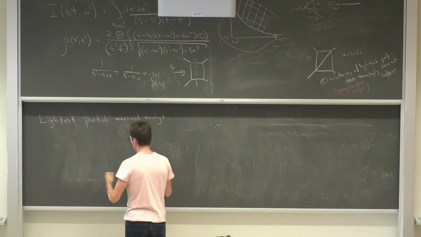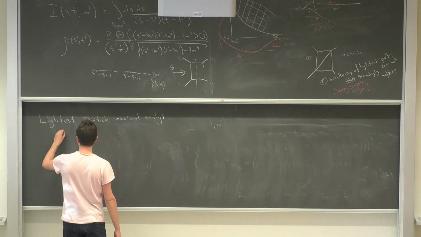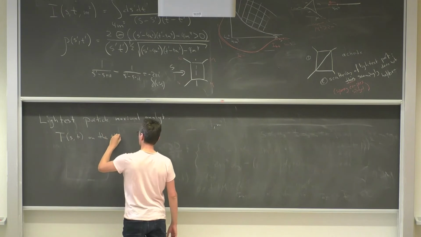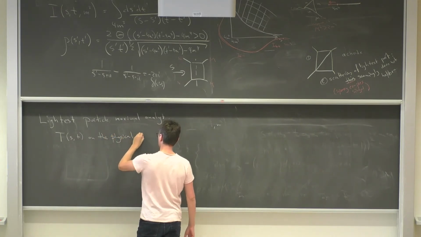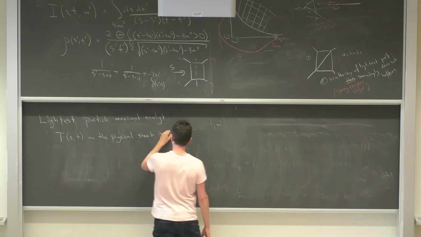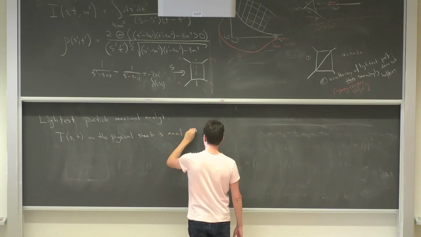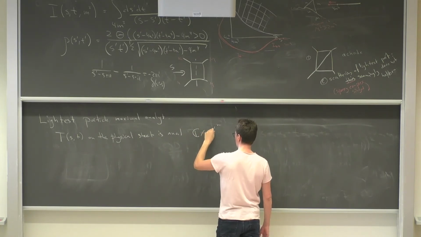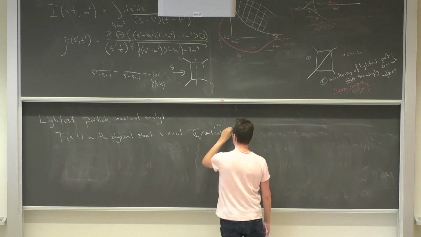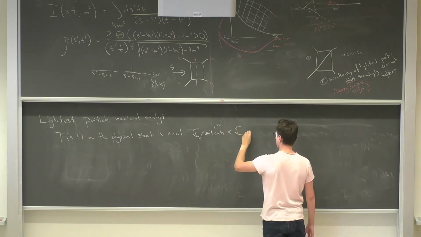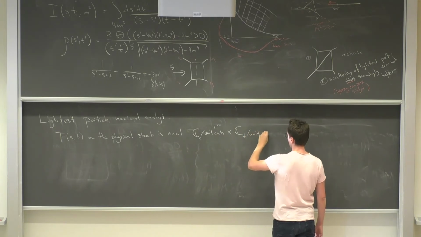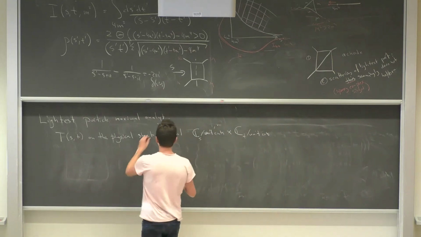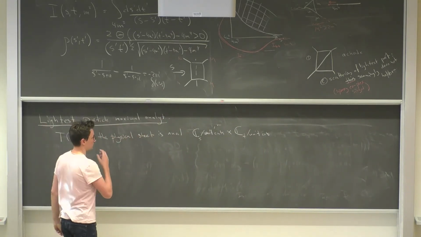It's a statement that if you consider scattering of lightest particles, then this T of S and T on the physical sheet is analytic in the product of C minus unitarity cuts for S times C of T. Effectively, it's the same as what you get from the Mandelstam representation. This is an interesting conjecture. It hasn't been proven, but it hasn't been disproven.